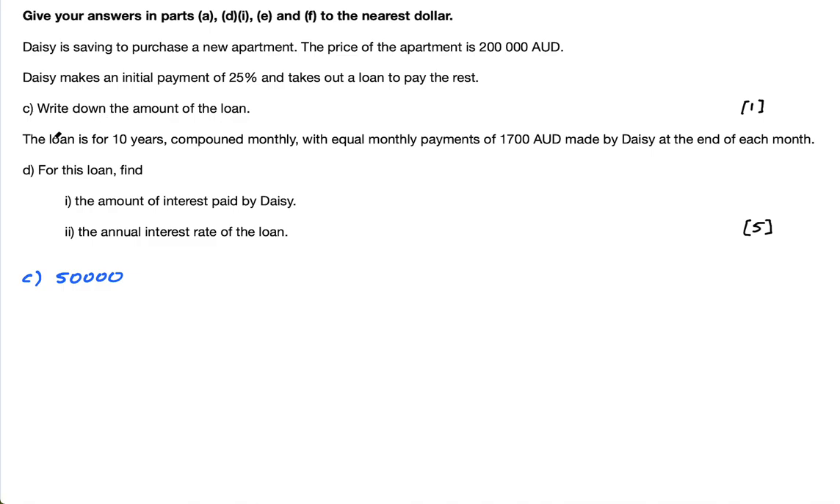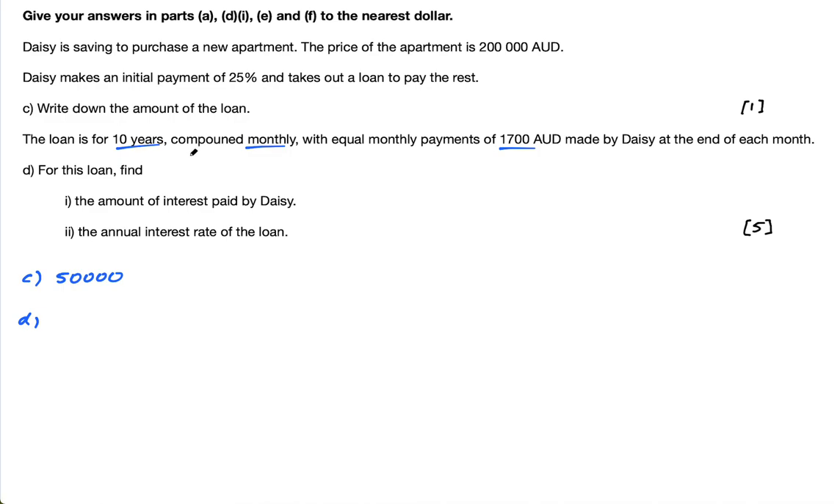Okay, so it says the loan is for 10 years. The loan is for 10 years, compounded monthly. Let's write these or underline these things. With equal monthly payments of $1,700 made by Daisy at the end of each month. For this loan, find the amount of interest paid by Daisy.